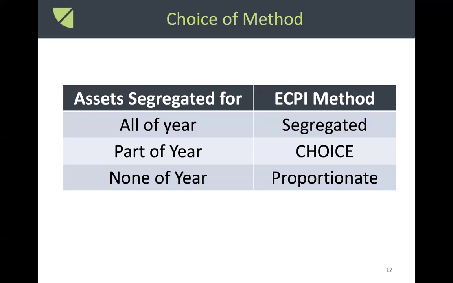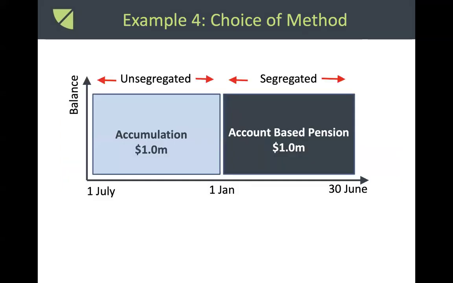So that probably all sounds a little bit theoretical. So why don't we look at an example? And this is coming into the question that was asked a few minutes ago around having a choice of different methods. So we have a scenario here where the balance of $1 million is in accumulation for the first half of the year and in account-based pension for the second half of the year. So the assets are unsegregated for the first half and segregated for the second half. And you have a choice here which method you use.